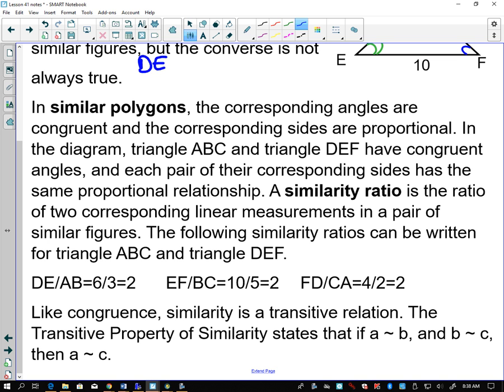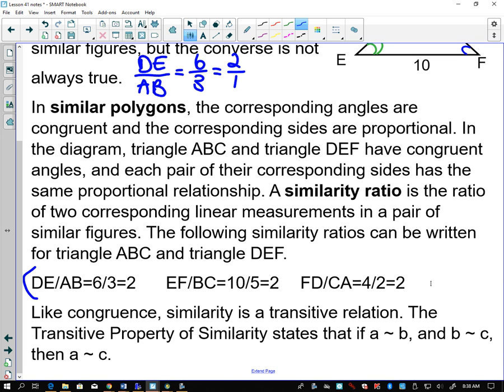What you're seeing here, DE over AB equals 6 to 3 equals 2 to 1. And that, you'll see, follows throughout the whole thing. EF over BC equals 10 over 5 equals 2 over 1. FD over CA equals 4 over 2 equals 2 over 1. They all have the same scale factor or similarity ratio.